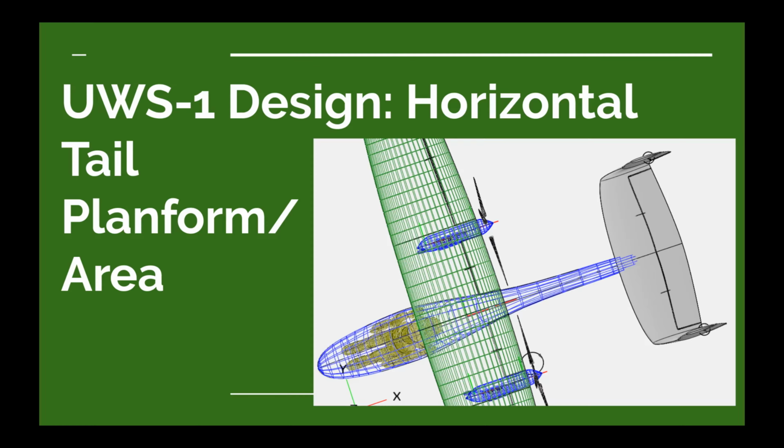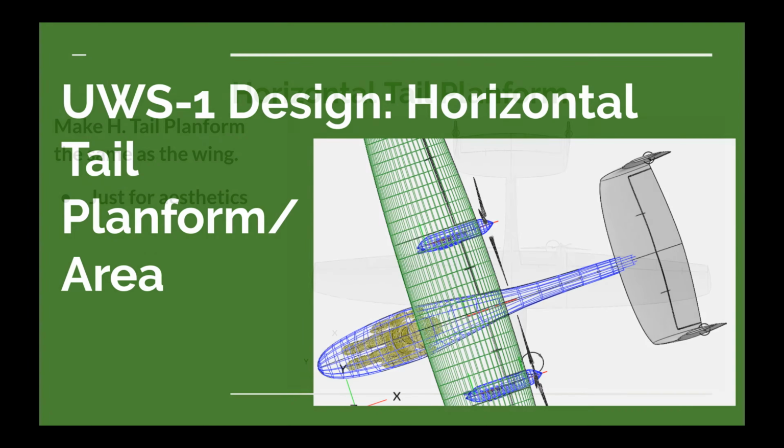Now, the previous two videos that we did on the design for the UWS-1 covered the weight and CG, and the one following that covered the wing moment. We needed the information from those two videos before we could make this video. We needed the information from those videos to do the surface area calculations for our horizontal tail.